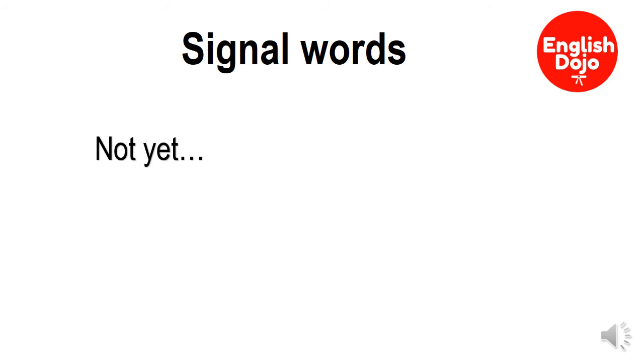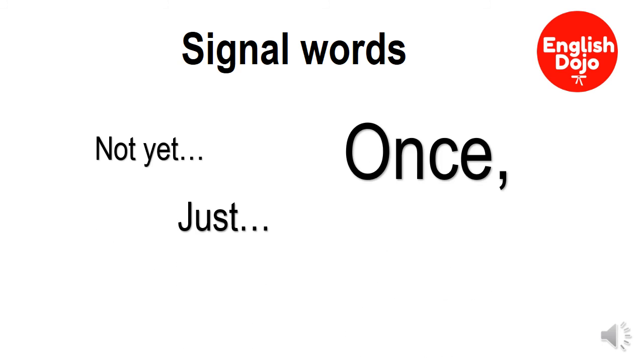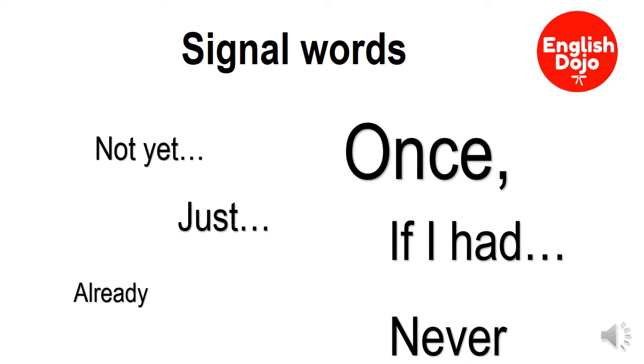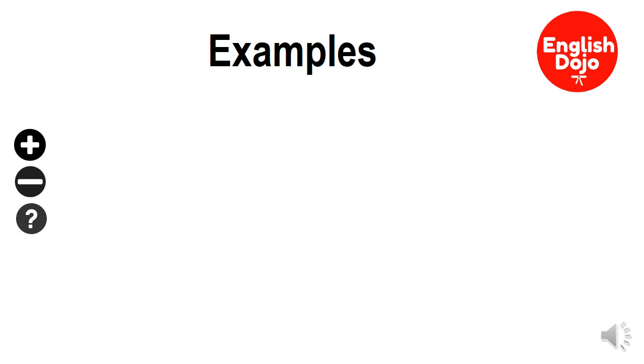There are some signal words as well when using the past perfect. In this case: not yet, just, once, if I had, already, never, before. Those are the signal words.